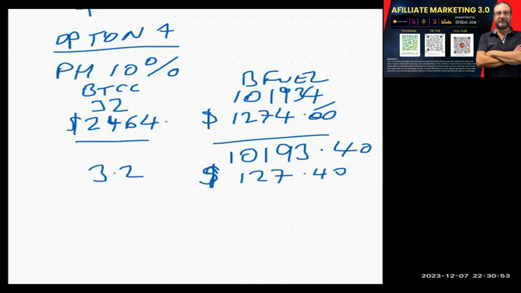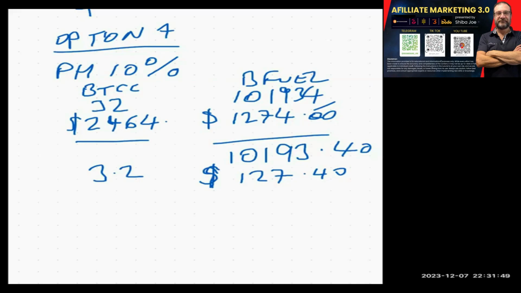So that's a very simple calculation. I look at what my total Bfuel is. I calculate what the dollar amount is. I then divide that by 10, which gives me 10%. So now I've got $127.40 that I need to find. Hopefully that makes sense. Now, this is where your accounts come into play.